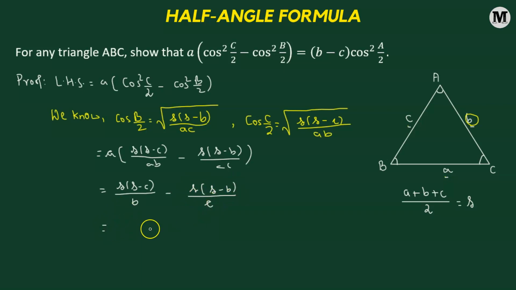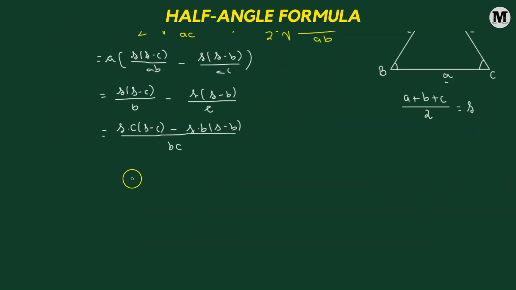Fine. Now let's combine the two terms. So here in the new denominator, we have bc. Then in the numerator, we will have s multiplied to c times s minus c, minus s times b multiplied to s minus b. So let's now simplify. This is going to give us s squared c minus sc squared minus s squared b plus sb squared, whole divided by bc. Now what we'll do, we'll take sb squared and negative sc squared. We're going to combine them. So we get sb squared minus sc squared.